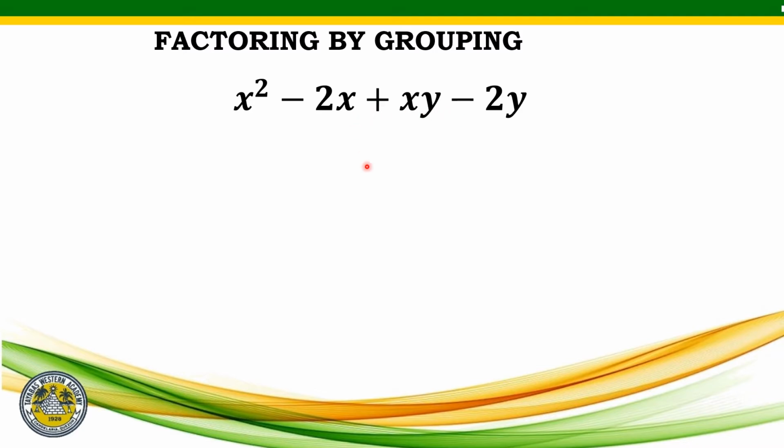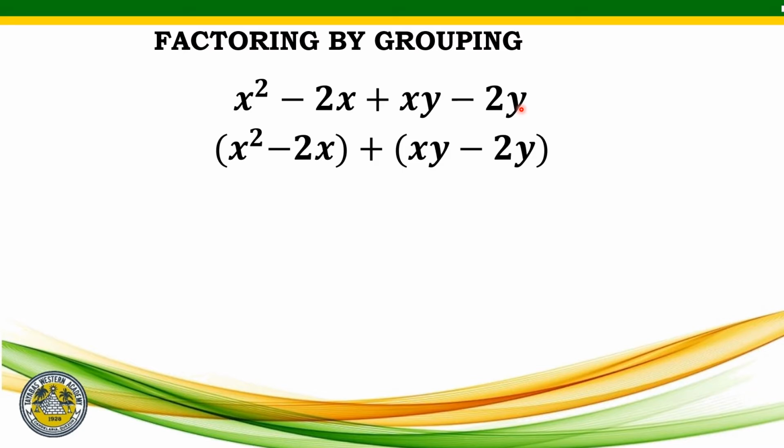So ang una natin gagawin dyan is to group yung terms na merong common sa kanilang dalawa. So paano natin malalaman? Tingnan natin yung x squared. So alin yung may common niya? Yung katabi niya. Meron ding x. So yung pangalawang group, xy. So alin yung may kapartner niyang may y? Yung kasunod niya. So ang gagawin lang natin, i-enclose natin sila sa parehas na parentheses.